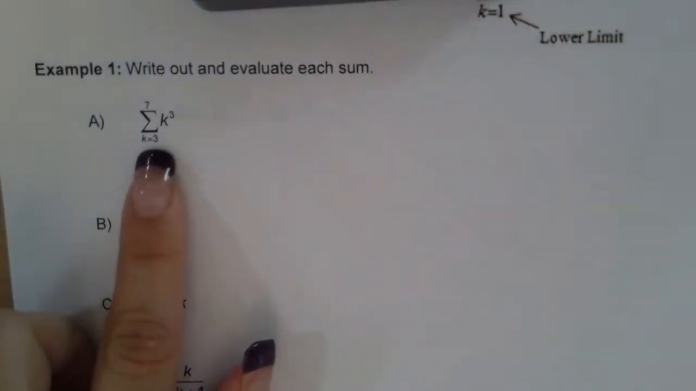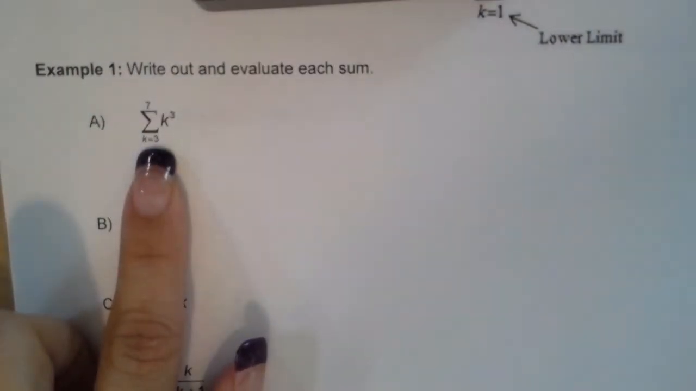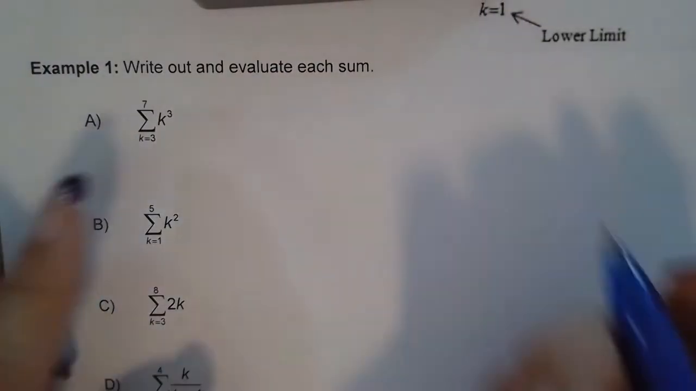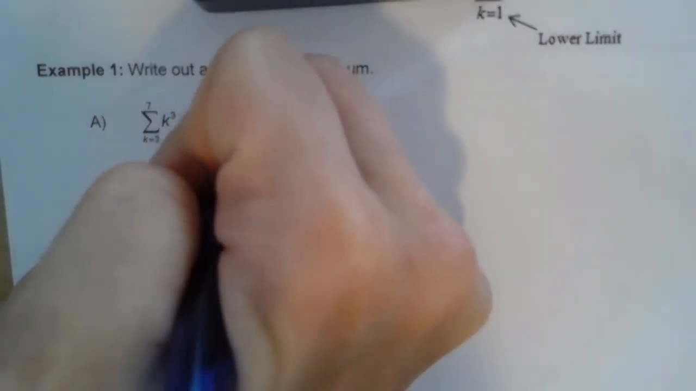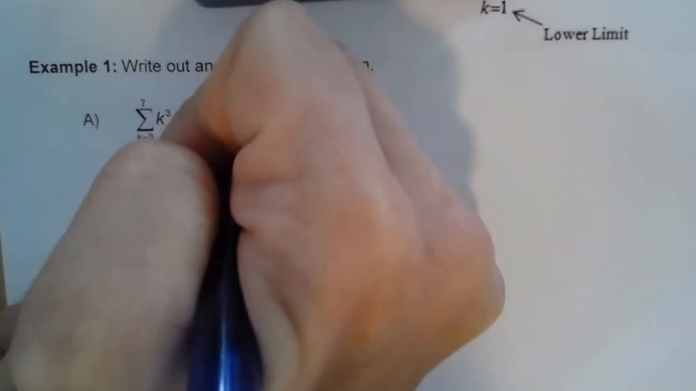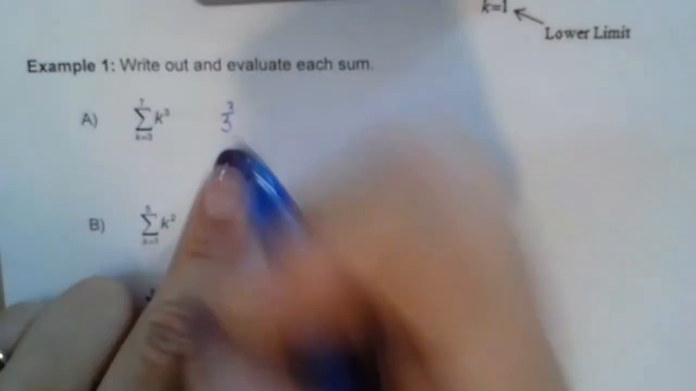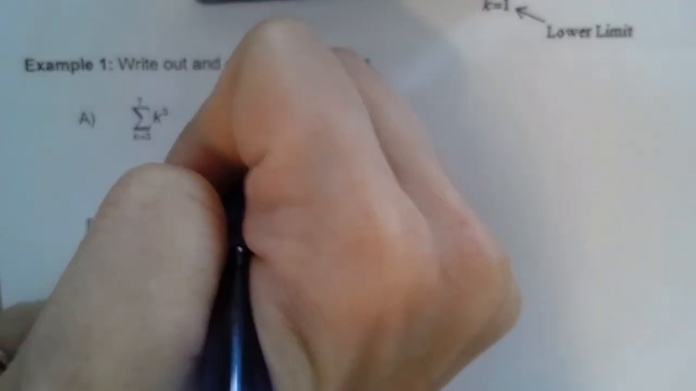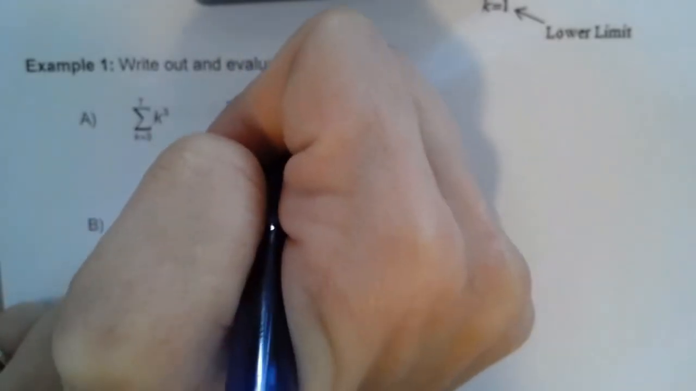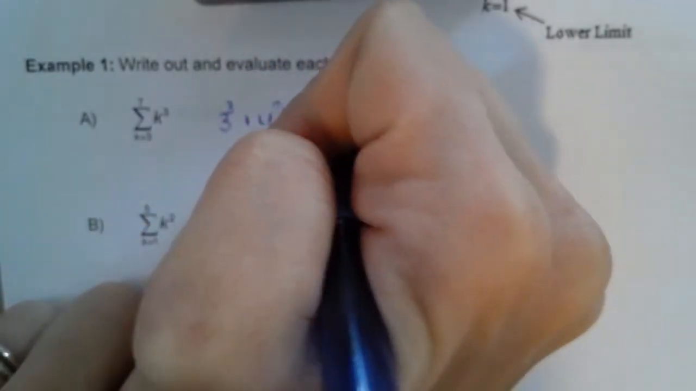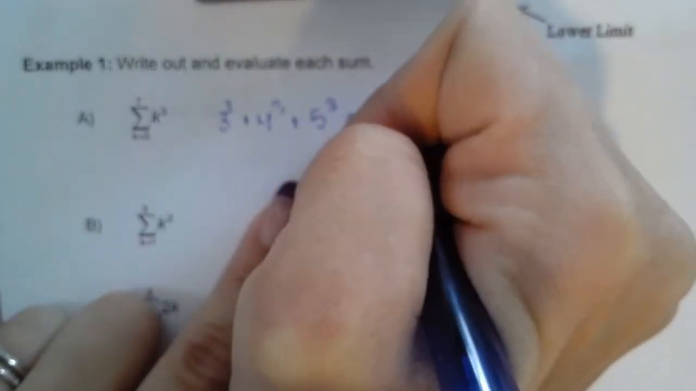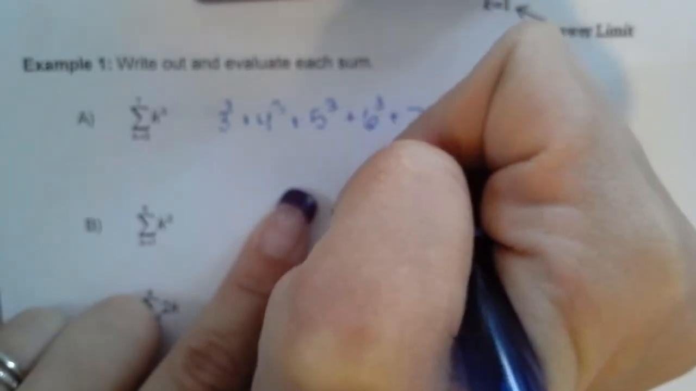This is telling me I'm going to start with the third term and go all the way to the seventh term. So I'm going to plug in 3 for k, but this is cubed, so I'm going to start with 3, and then my next terms are 4, 5, 6, and 7. I want to see this written out when I ask you to write out and evaluate.